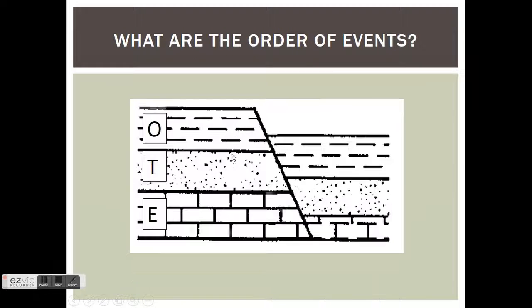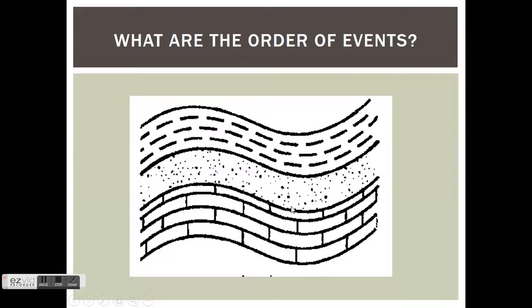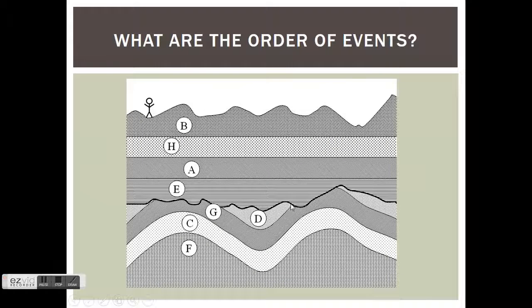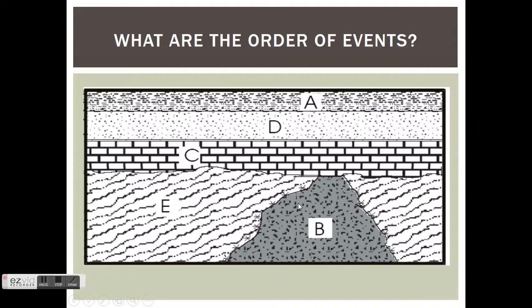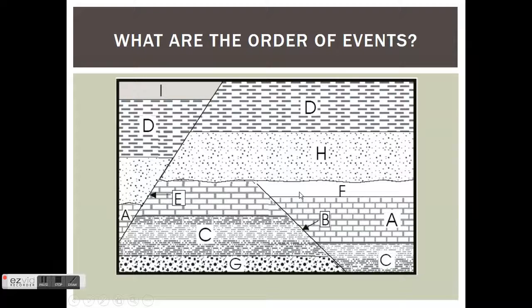So on our quiz on Tuesday, I'll give you maybe one simple one, like this one. We can see that the bottommost layer would be E, T, and then O. And then we've got a fault line here, but this breaks through all three layers, so it had to be very last. And then I'll most likely give you a little bit harder one, maybe one like this or one like this, where we've got multiple layers and multiple faults.